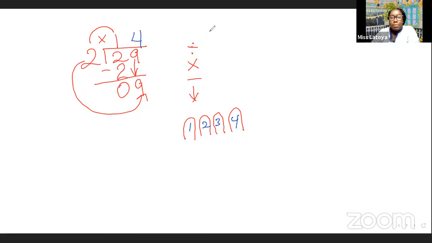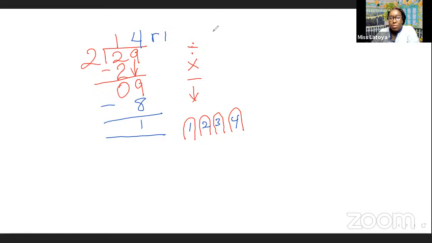Now, what's the next step? Now we need to multiply. So we are going to multiply 2 times 4. 2 4s are 8. Now I am going to subtract. 9 take away 8 is 1. So for this question, our answer is 14 with a remainder of 1.